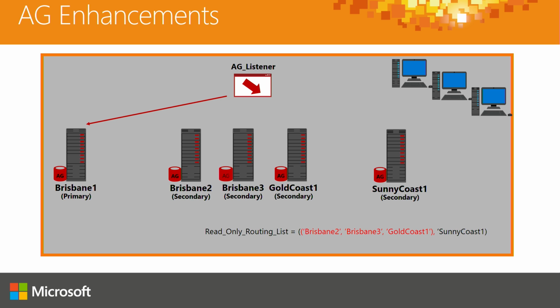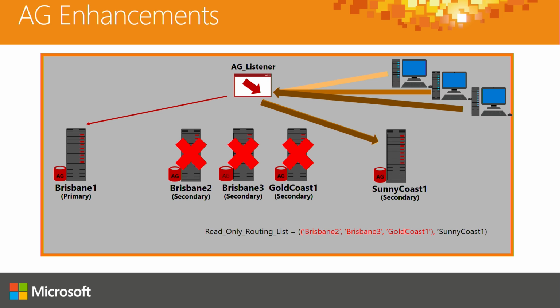With the release of 2016, this now changes. We can see down the bottom in red, we've got Brisbane 2, Brisbane 3 and Gold Coast 1 inside of parentheses. Those parentheses are what's allowing us to say we want our readable secondaries to be distributed between these. In a round-robin approach, as the connections come through, the listener will send them off to each of the available replicas. In the event that we then have a failure and we lose all three of those, it will then go over to Sunny Coast 1.